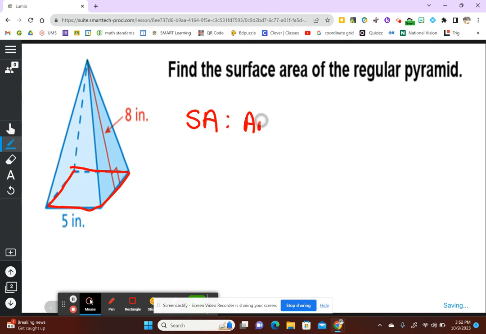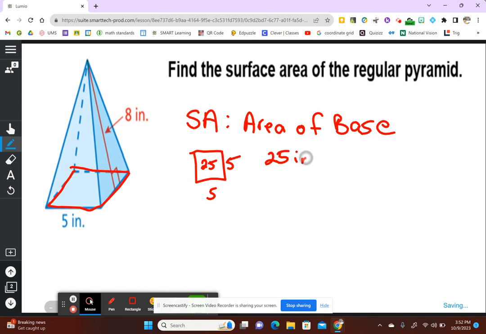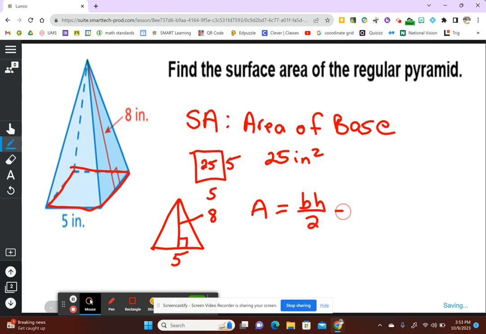I find the area of the base, which in this case is a square, which is 5 by 5. So the area is 25 inches squared. And then I find the area of the 4 faces. Now, each triangle has a height of 8 and a base of 5. So the area of a triangle is base times height divided by 2. So in this case, it's 8 times 5 divided by 2, which is 40 divided by 2, which is 20.